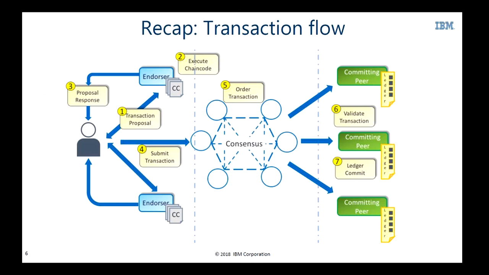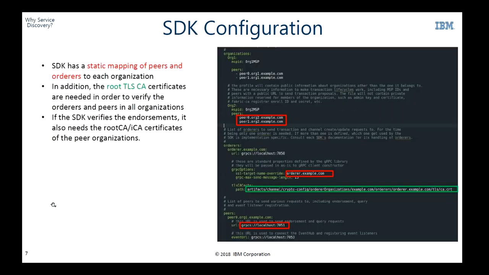Later on, the block is disseminated somehow either directly from the ordering service or from other peers to all of the peers. The peers in turn validate the transaction, and then if the transaction is validated, it is committed in the ledger. So currently, client applications use something called, I think it's called a connection profile file.